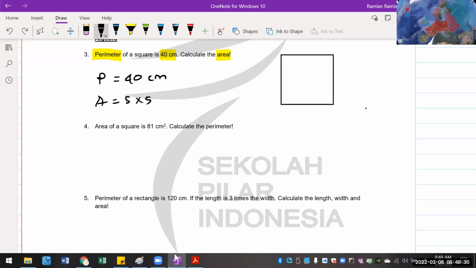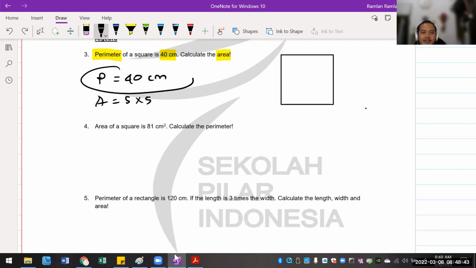Side plus side plus side plus side. Or so, side times 4. Yeah, side times 4. So I'm going to use that formula, 4 times side. So we can connect that. This is actually right, it can be connected to the side.